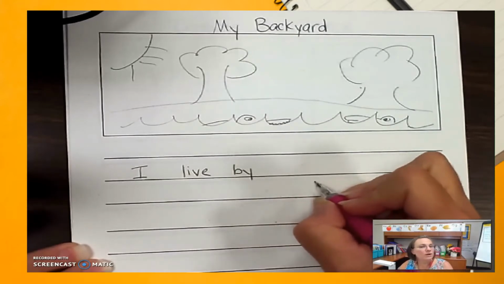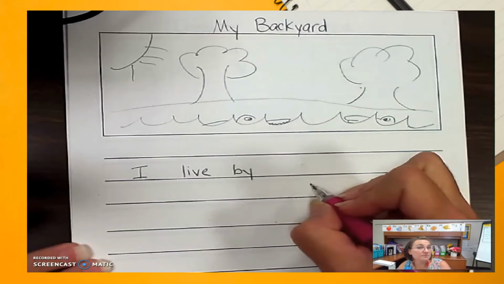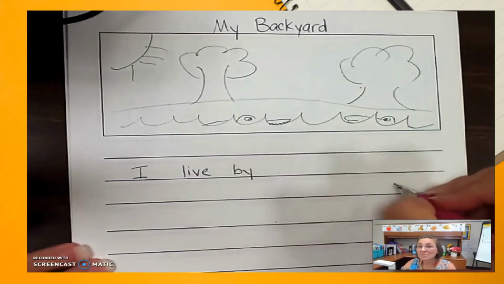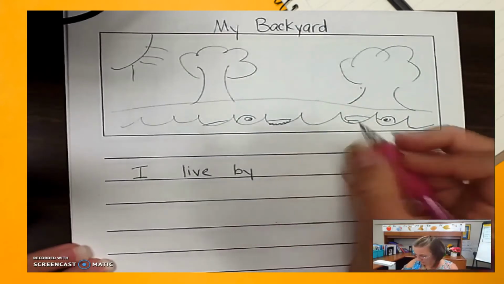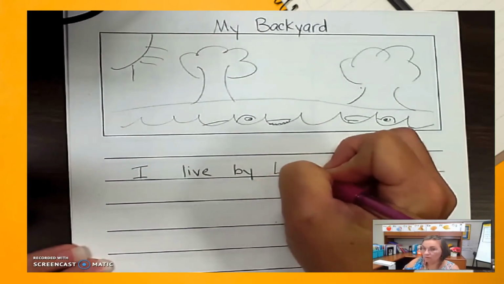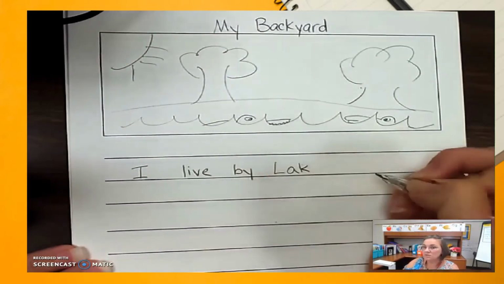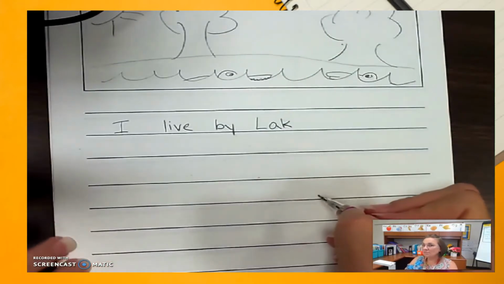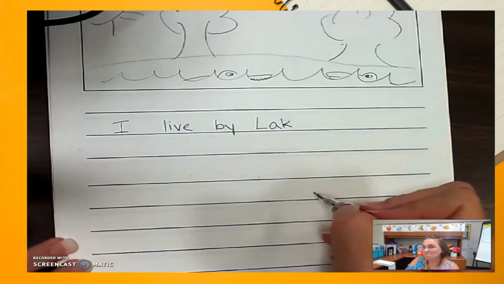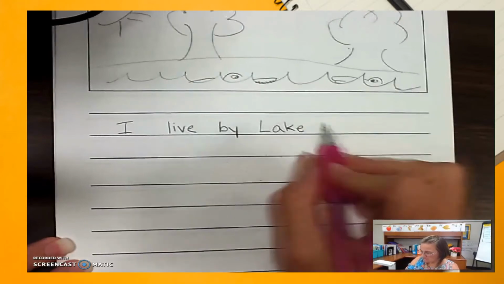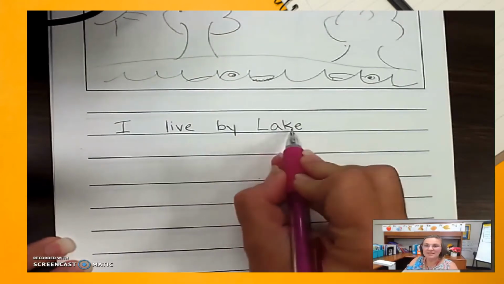But remember, what do we do with names? That's right, we use capital letters. So Lake and Seminole both need to start with a capital letter. Let me write the word lake. Ooh, ache. I hear a long A sound. Do you remember what we can do to make that A say its name? What's our pattern that we've been learning? Vowel, consonant, E, that's right. So I'm going to put an E at the end to make the A say A, lake.